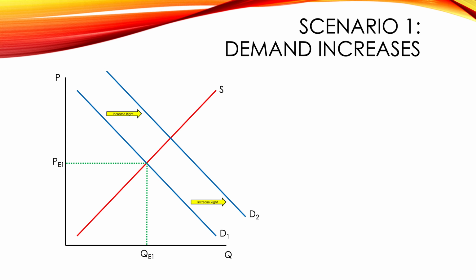So there's D2. It now crosses the supply curve at a higher point. So what does that mean is going to happen? Well, the first thing is we're going to find a new market equilibrium price, and we can call it PE2.